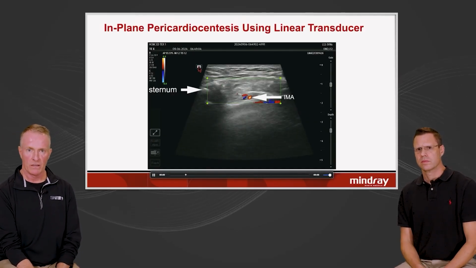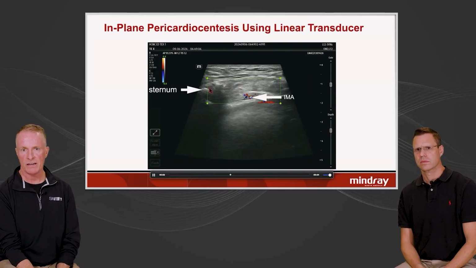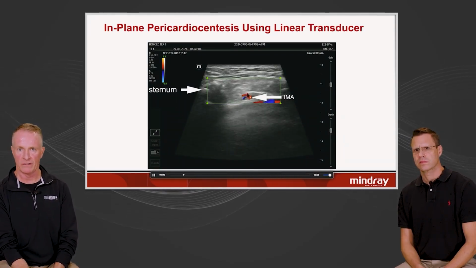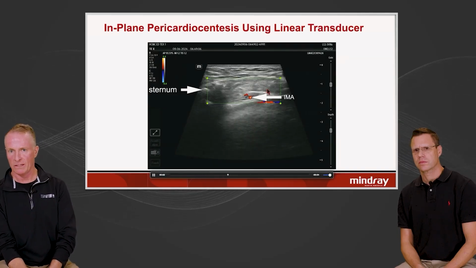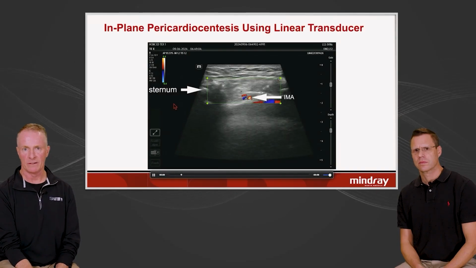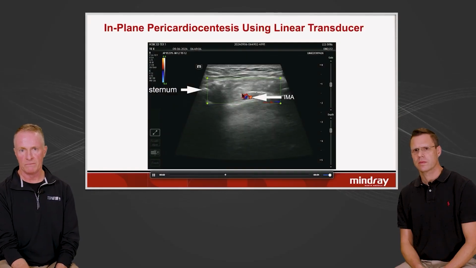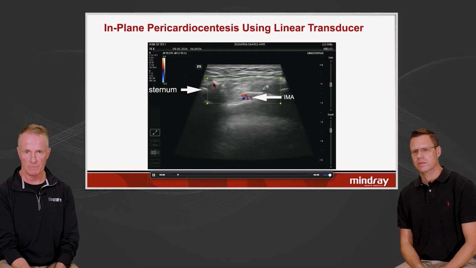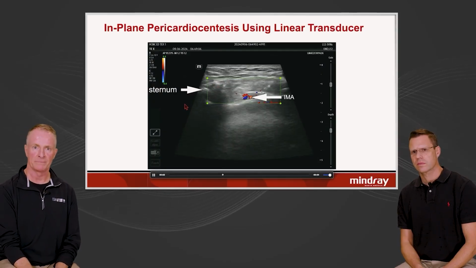And so if you use this approach, just start here and then walk your probe out lateral, note where the artery is, and then go out here lateral to it, keeping it in view until you get lateral to it, or do it right here, but make sure you don't hit the artery. You can put the needle right here and it'll be fine.